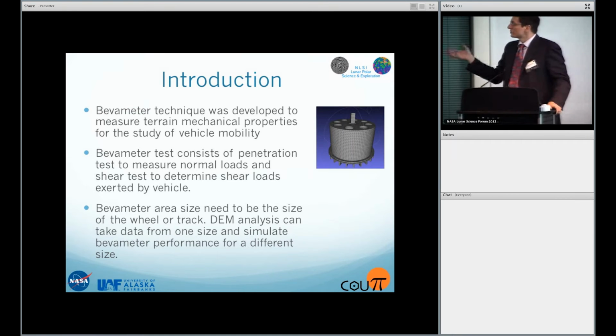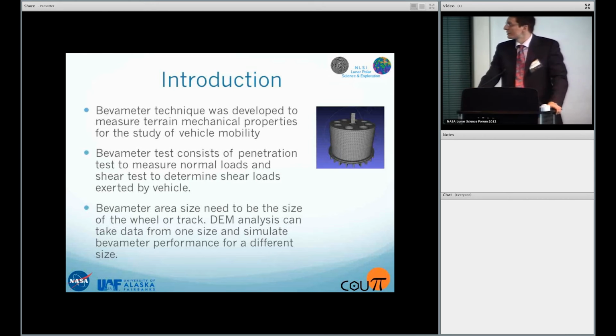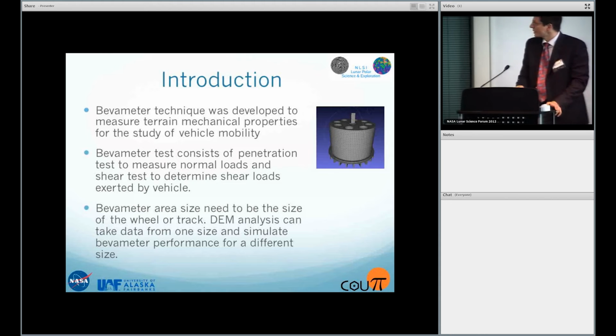This is a place where DEM analysis can be very useful. You can scale the numerical experiment much more easily than replacing the real plate. Besides, of course, there are all the other advantages of DEM: you can do your simulations in conditions not present on the Earth, and also see what's going on inside.